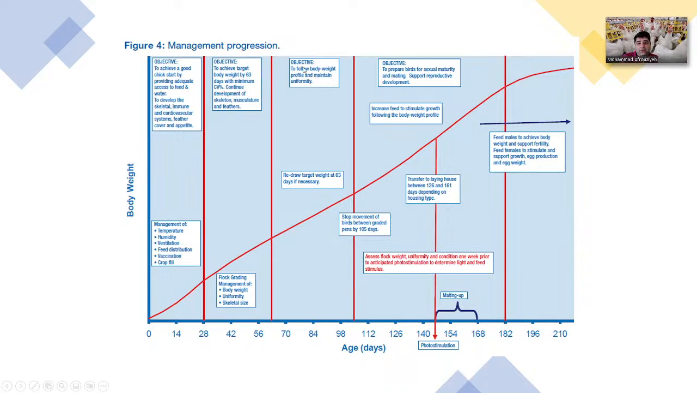All right, so during the third phase, our objective is to follow the body weight profile and maintain uniformity again. Here there is an important thing.